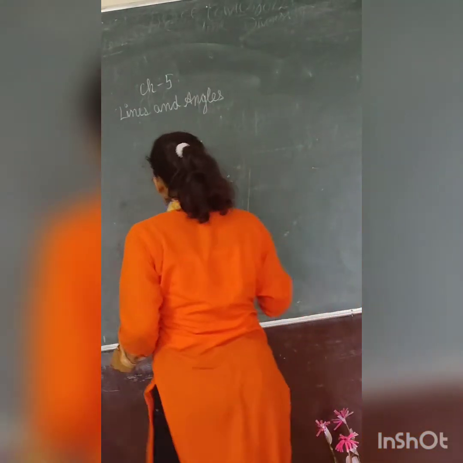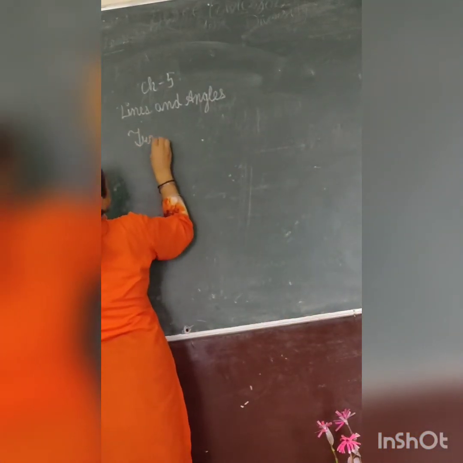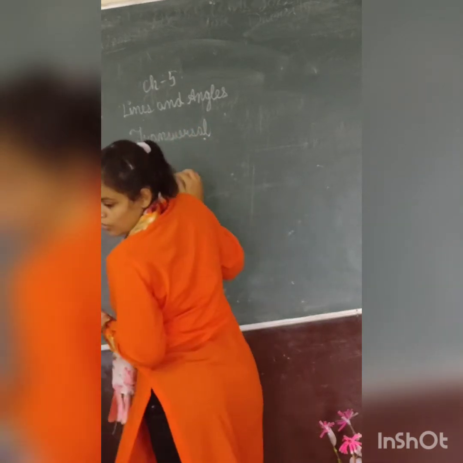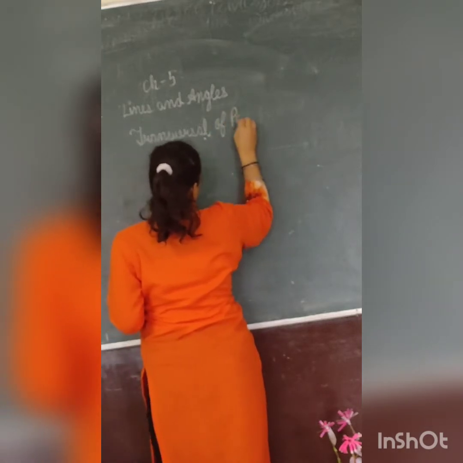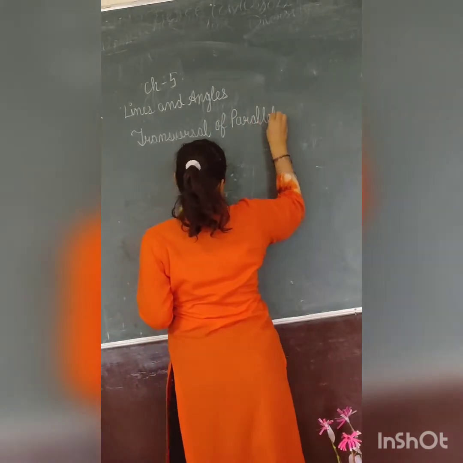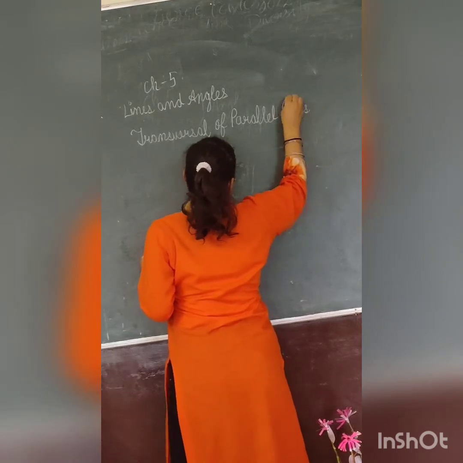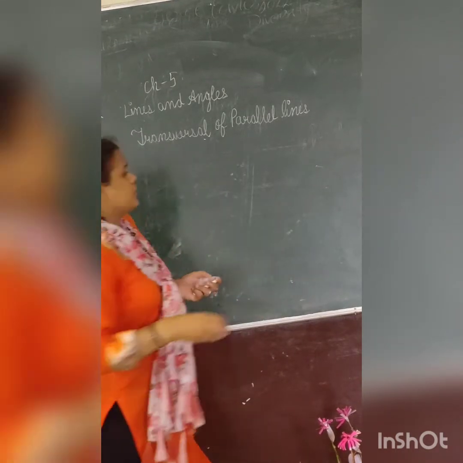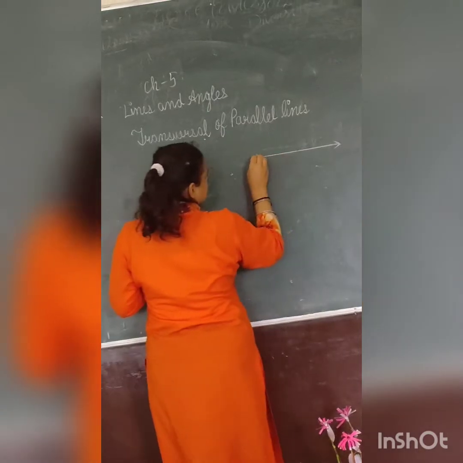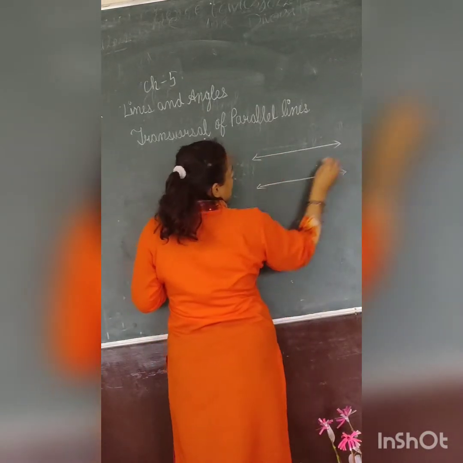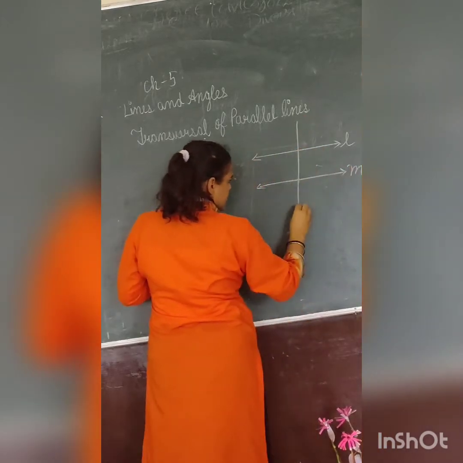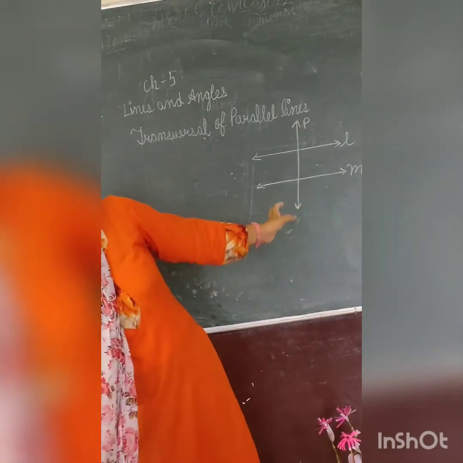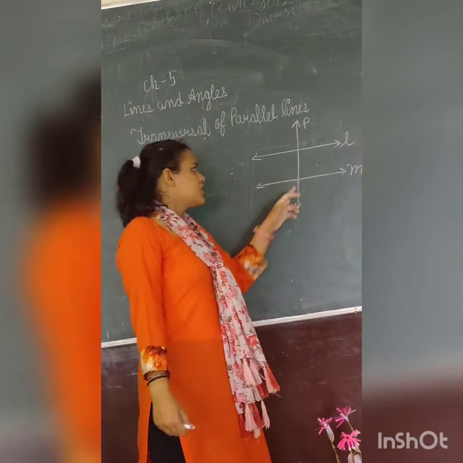Now the topic is transversal of parallel lines. Okay. There is an activity. What is it? This is a line L and this is a line M. This is a line P. What is given is that you have to take a sheet of paper.